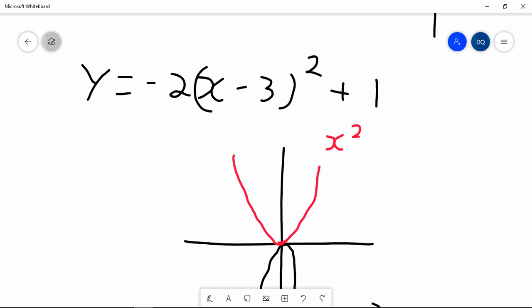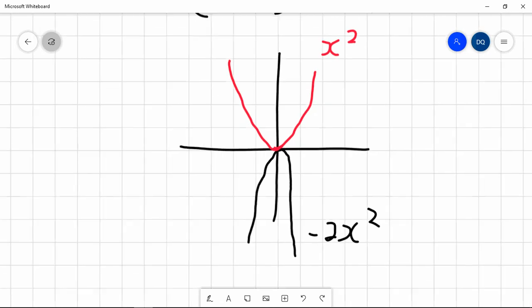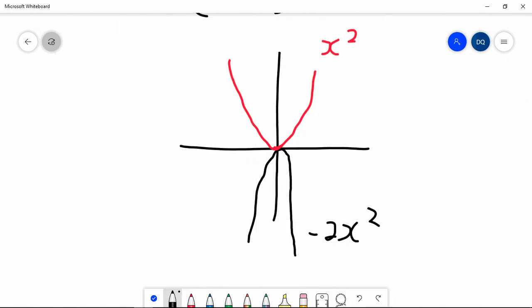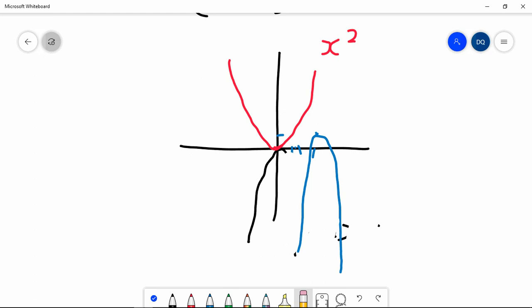We have a minus 3, which means we have to shift this 3 units to the right, and a plus 1, which means we have to shift this 1 unit up. So our final result is going to be shifted 3 units to the right, 1, 2, 3, 1 unit up, and it's going to be a quadratic that is upside down, and it is twice as tall as y equals x squared. So it's going to look like this. So I can erase that intermediary one. And I've now sketched this quickly without a table of values.